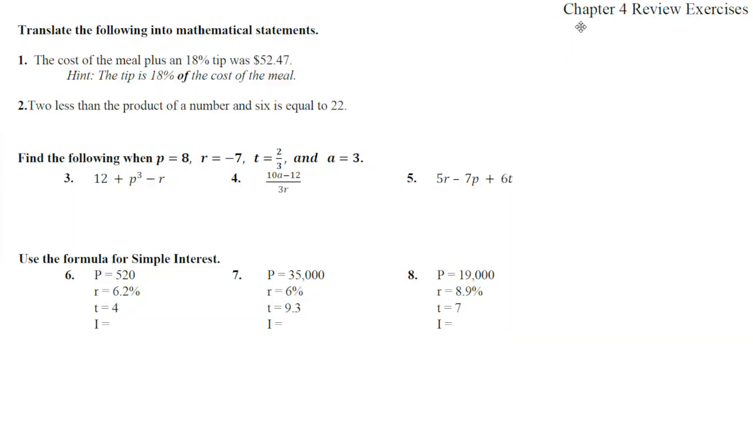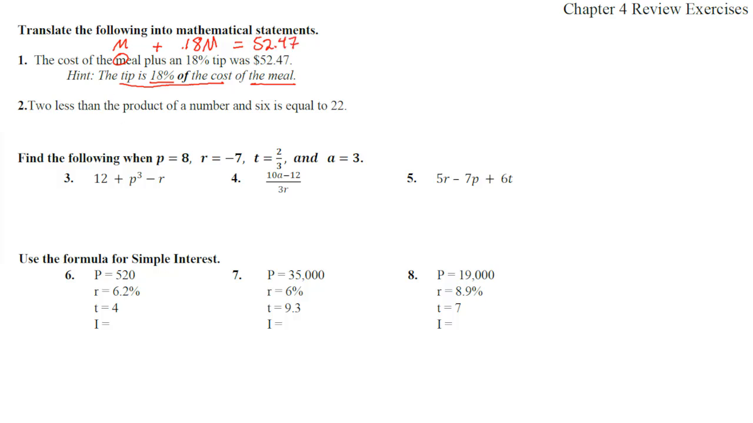Here we are in Chapter 4, Review Exercises with numbers 1 through 8. Number 1, we're going to translate the following into mathematical statements. So the cost of the meal, let's use M, plus 18%. Now notice the tip is 18% of the meal. So this is 0.18 of the meal. So that's 18% of the meal. M plus 18% of the meal equals 52.47.